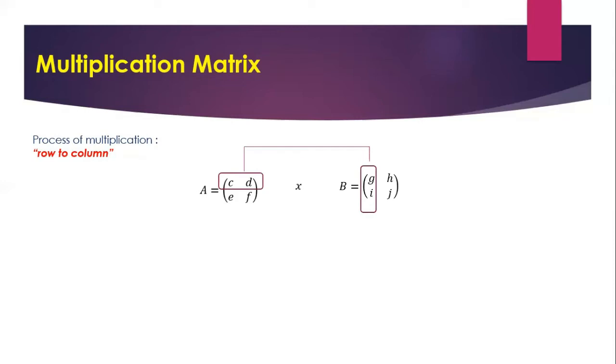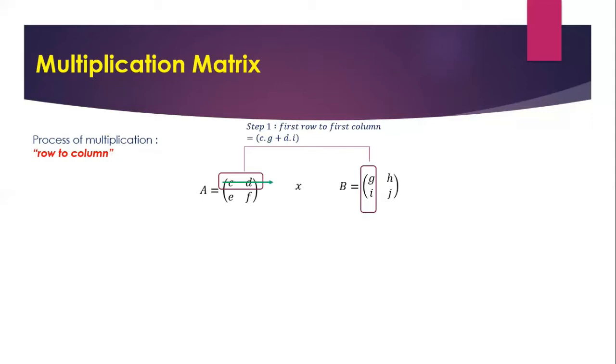Okay, we get the product. First to first component, second to second component. Step one, first row to the first column. The first component goes to the first, and the second component goes to the second. So that means C times G plus D times I. Next.